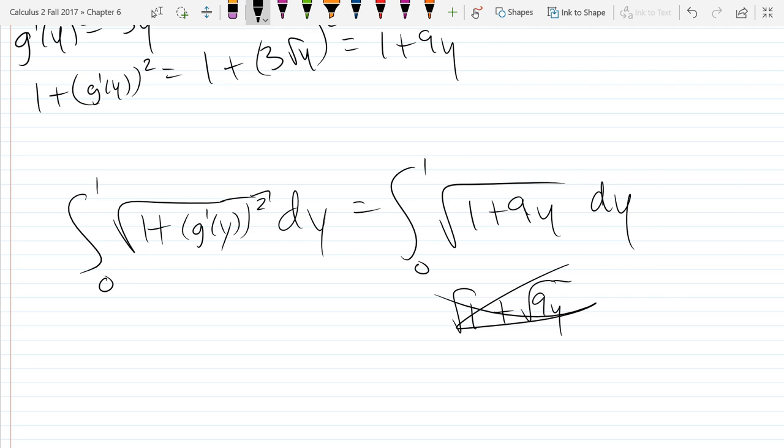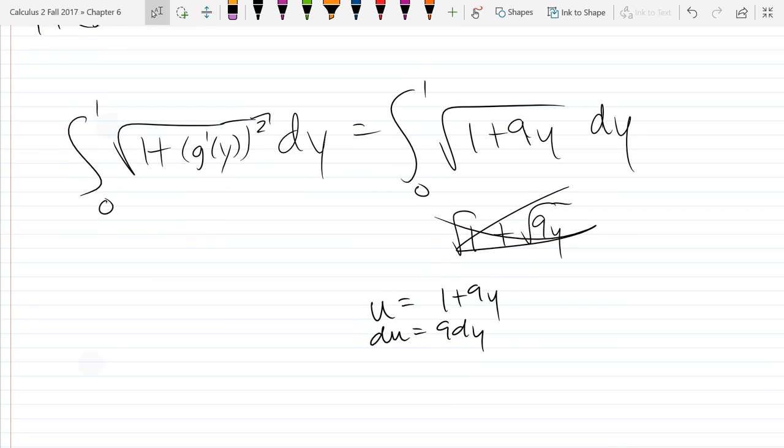What calculus tools can you use? So trig sub's not great here. Trig sub would be perfect if this was 9y squared. U sub? A U sub, what is a good choice for you? 1 plus 9y. So du equals 9dy, et cetera, et cetera. So it just turns into basically square root u. There'll be an extra 1/9 in there. So that'll be an easy U sub.